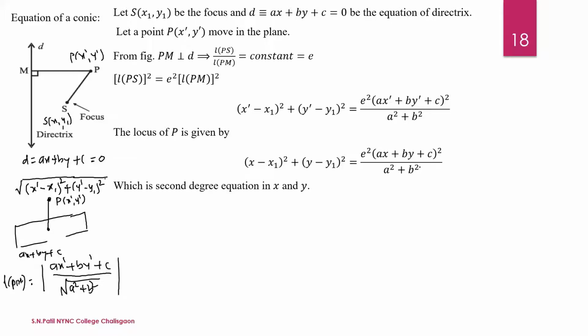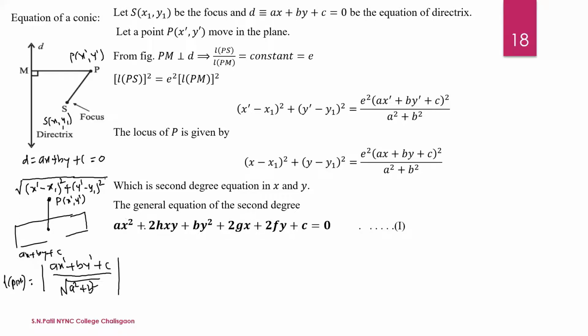Okay, now after simplifying this, we get a second degree equation in x and y. That is the general equation of the second degree. After simplifying we get ax square plus twice hxy plus by square plus twice gx plus twice fy plus c. Okay, so this is the general equation of the second degree. Now from this equation we discuss the conic also.